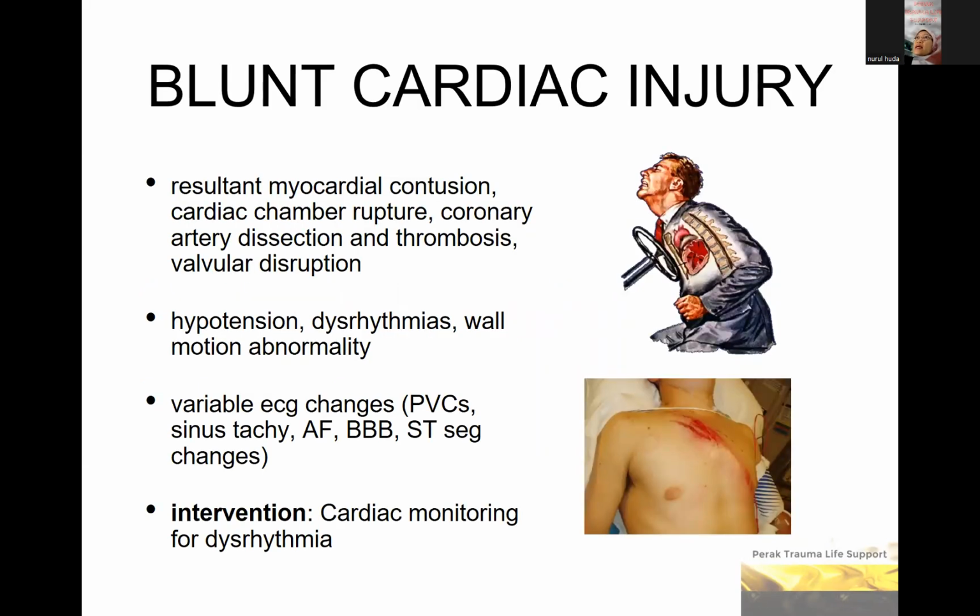Next is blunt cardiac injury. It results from myocardial contusion. Blunt cardiac injury can result in myocardial contusion, cardiac chamber rupture, coronary artery dissection, thrombosis, and valvular disruption. The patient can present with hypotension, arrhythmia, and wall motion abnormality that you can look for on the echo. When you perform an ECG, the patient will have variable ECG changes from sinus tachycardia to frequent premature ventricular contractions, AF, bundle branch block, and ST segment changes.